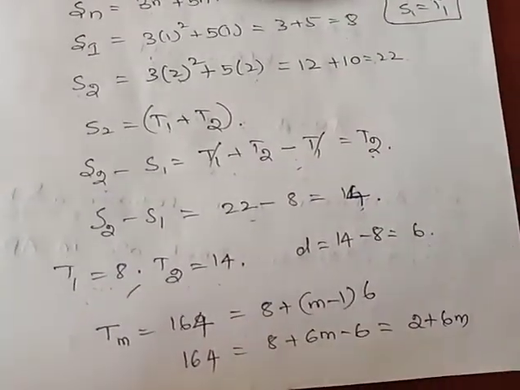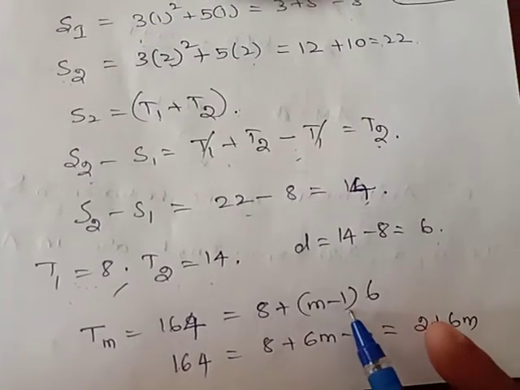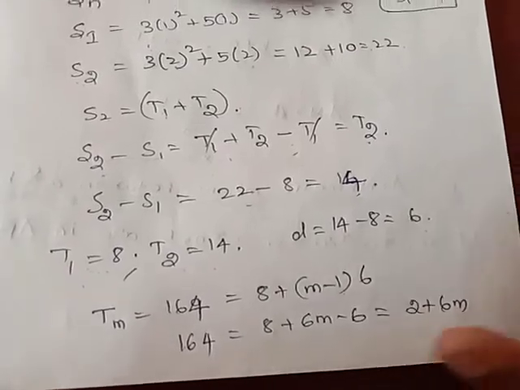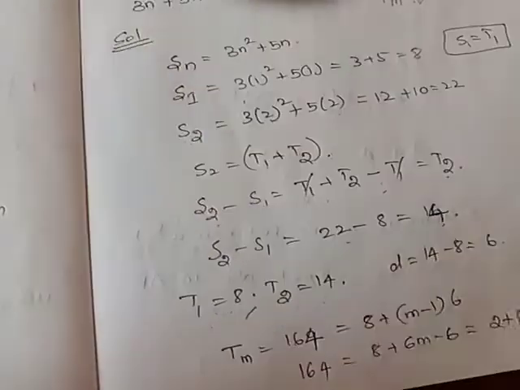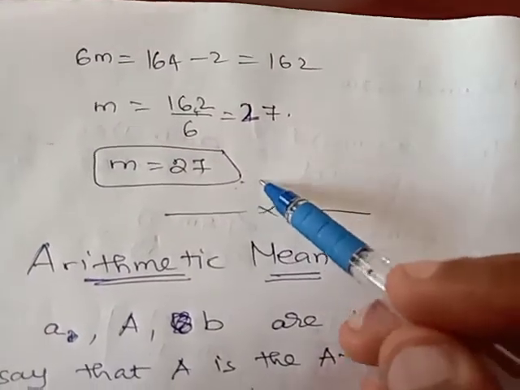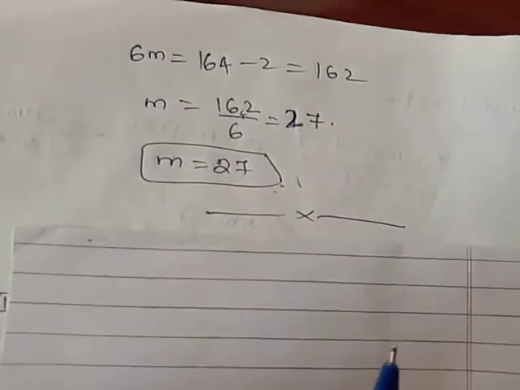Now we have to calculate the m value. So Tm is equal to 164, a plus (m minus 1) into d. Now we can do further simplification, by which we can very easily calculate the value of m here. That turns out to be 27. With this, we are completing the arithmetic progression related problems.